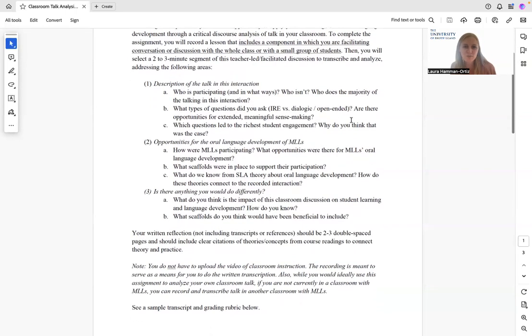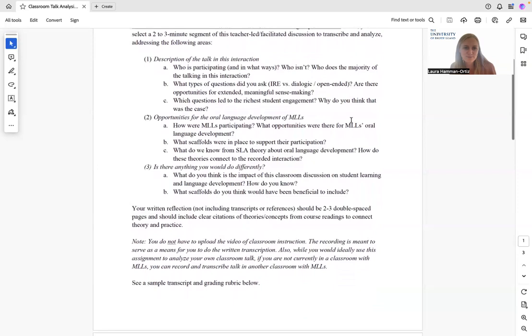Which gets into the second bullet. What types of questions did you ask? Was it more IRE focused, so teacher initiates, student responds, teacher evaluates, which is more of a teacher-directed form of classroom talk? Or is it more dialogic and open-ended, where there are spaces for students to engage in extended, meaningful sense making? Looking closely at the types of questions that were asked will help you answer that question.